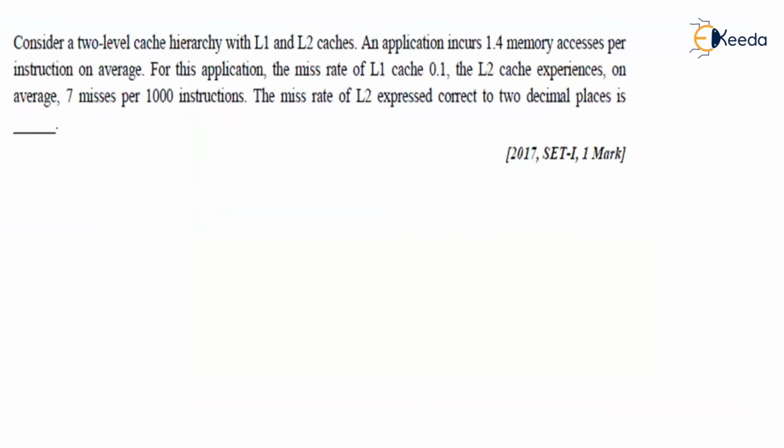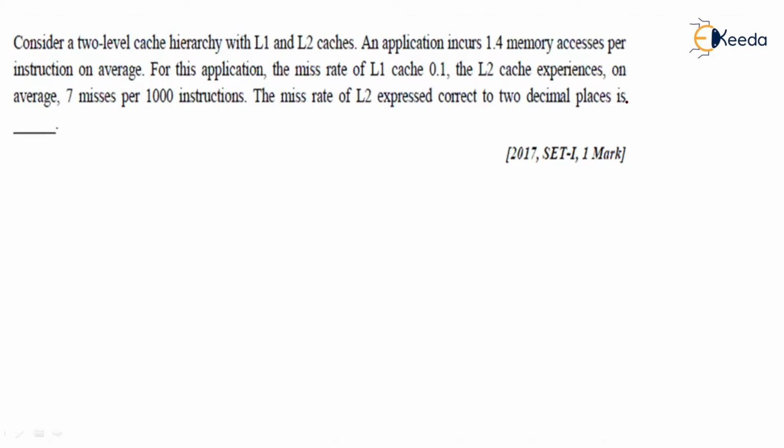Consider a two-level cache hierarchy with L1 and L2 caches. An application incurs 1.4 memory accesses per instruction on an average. For this application, the miss rate of L1 cache is 0.1. The L2 cache experiences, on an average, 7 misses per 1000 instructions. The miss rate of L2 expressed corrected to 2 decimal places is what?